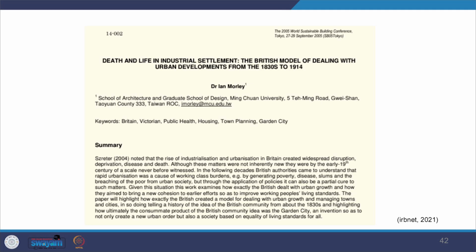So you see that now the workers and the unions were getting stronger, and attention was paid to their requirements and living conditions. As per Dr. Ian Morley's publication in 2005 titled Death and Life in Industrial Settlement, the British model of dealing with urban developments from the 1830s to 1914: acts such as these were precursors to the development in England and Wales that from the mid-1870s permitted the clearance and rebuilding of large-scale urban districts. So you see a lot of slum clearance happened at that time.